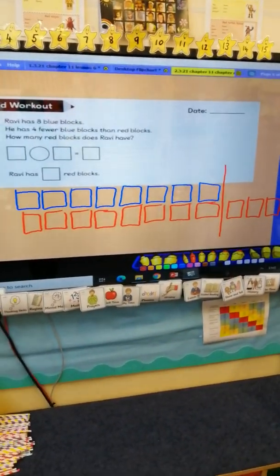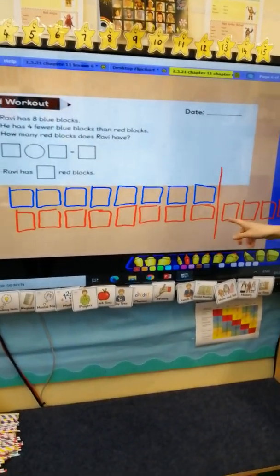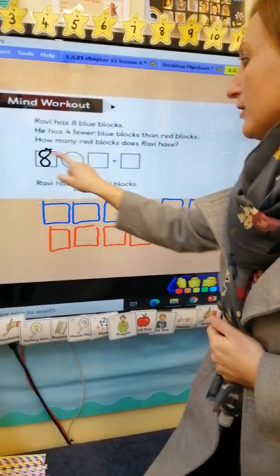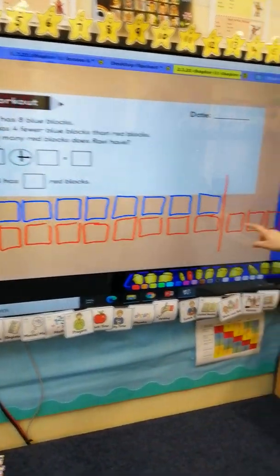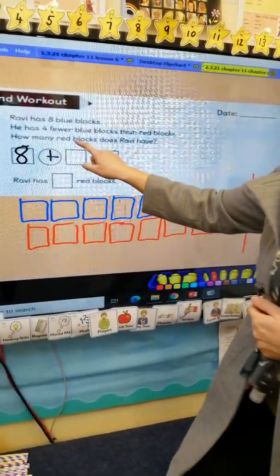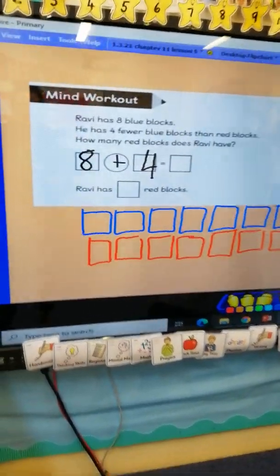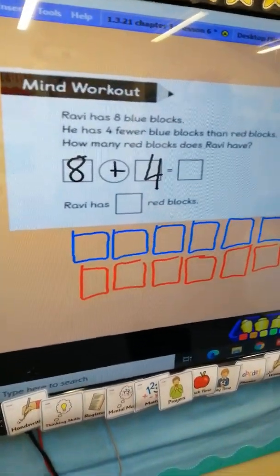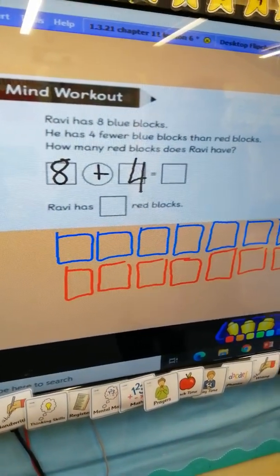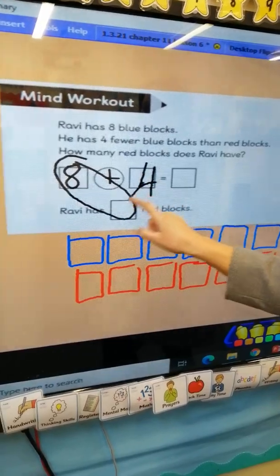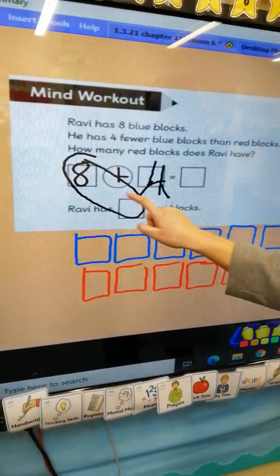How many red blocks is that altogether then? So I can represent this part here, can't I? The part that's the same, so I can have 8 blocks and the extra 4 blocks. Do we know that? Is that a number fact that we know? No, it's not, is it? 8 and 4. 8 and what makes a 10? 8 and 2 makes a 10.